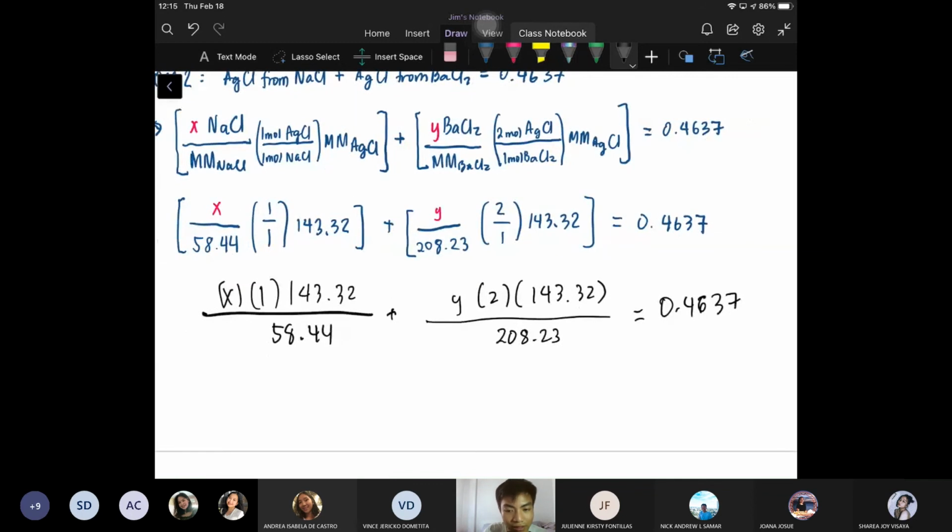Tapos ano gagawin ko? Yung mga numbers, i-multiply, divide ko sila, no? So, sa numerator, that will be 1 times 143.32 divided by 58.44. So, yun. So, I have my 2.4524x. Yun yung sa equation 2 prime na to. So, basically, yung mga numbers, gagawan mo sila ng operation. I-multiply mo sila, i-divide mo sila. So, you will get this. Then, you multiply it by x. O, sa y din, ganun gawin natin.